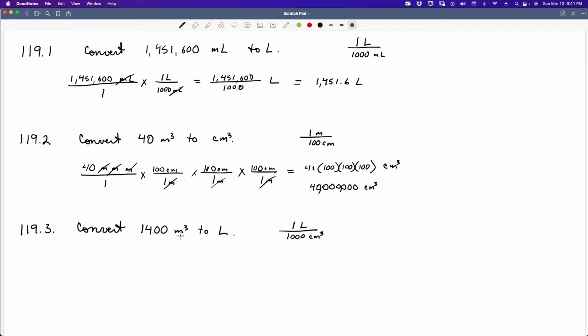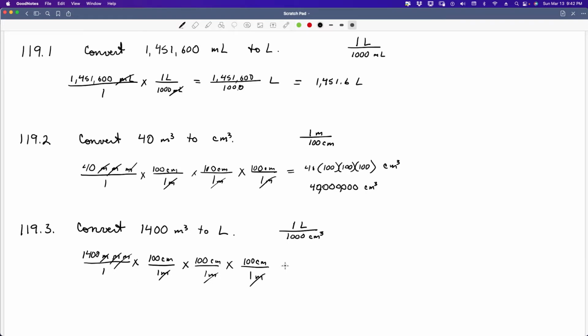So we'll go from m cubed to cm cubed to liters, right? So let us do that. First of all, we start with 1,400, and that's going to be meters, meters, meters over 1. So let's go from meters to centimeters. So we're going to put 100 centimeters in the top and 1 meter in the bottom. That cancels the first one. Then we're going to do 100 centimeters in the top and meters in the bottom. Cancels the second one. Times 100 centimeters in the top and 1 meter in the bottom. That cancels the last meter.